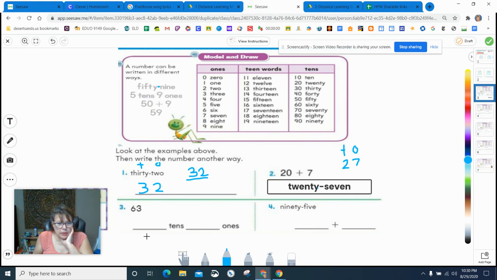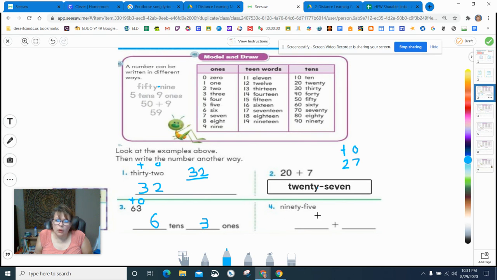So now I'm going to look at the number 63. They're telling me how they want me to represent it. They want me to represent it as a number and word. So I'm going to put the TO on top of the 63. T-O. And I already know that the 6 is under the T, so that means it's in the tens place. So I'm going to put 6 tens. And 3 is under the O, so it's 3 ones. So that was an easy one.